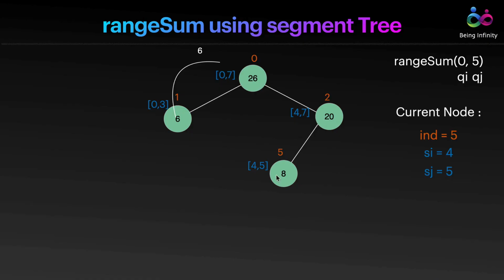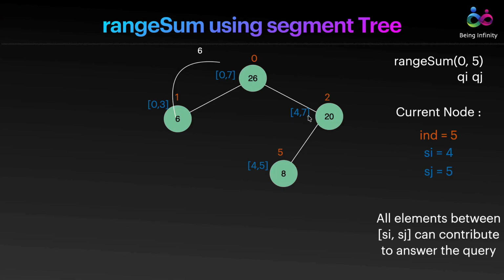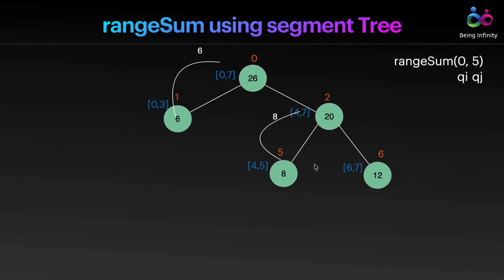That means whatever elements in between were there, we want the sum of all those elements. So we can say, hey, whatever the element is, all of them can make the contribution. So 8 is going to be returned. So 20's left is traversed. Let's look at 20's right also.